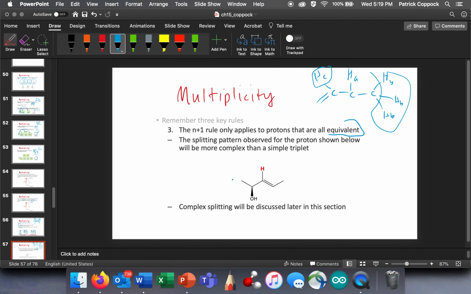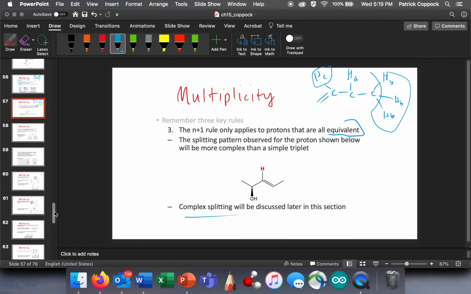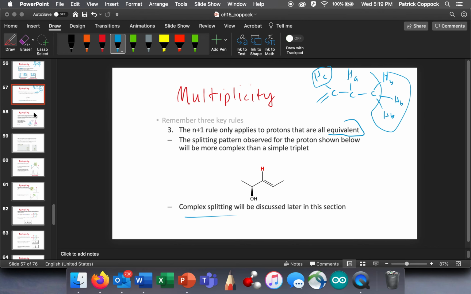All right, that's going to come up with some complex splitting we'll discuss later in this section. We actually might just skip it because it's super complex. We're mostly going to be interested in being able to appreciate simple systems for now.